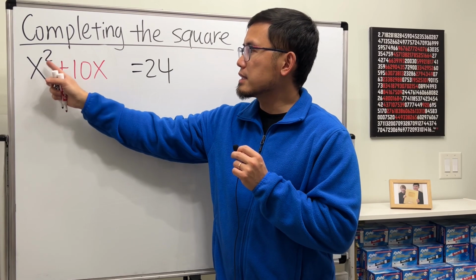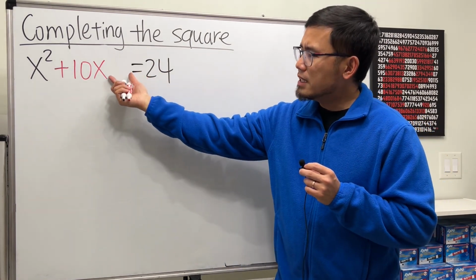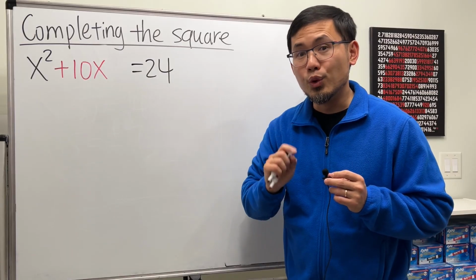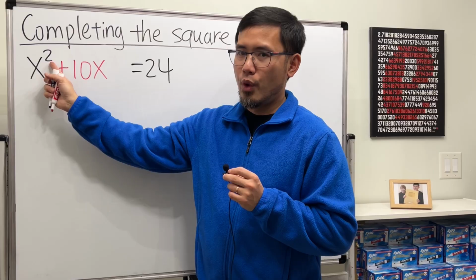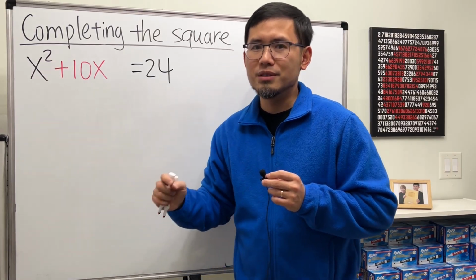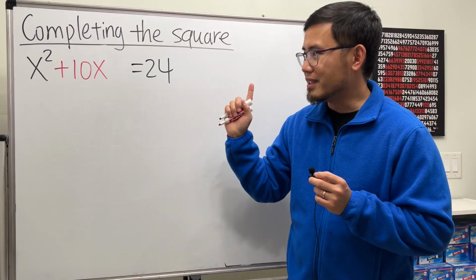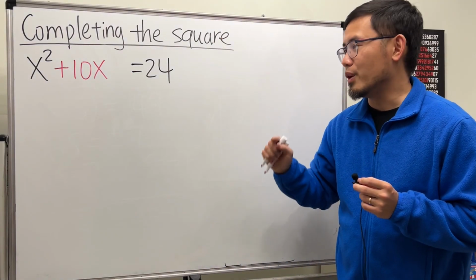For example, x squared plus 10x is equal to 24. I left a space right here on purpose, and you will see why. Okay, let's start with this term, x squared. Well, isn't this just x to the second power? Why do we call this x squared? Here's the reason. Because this literally comes from a square.